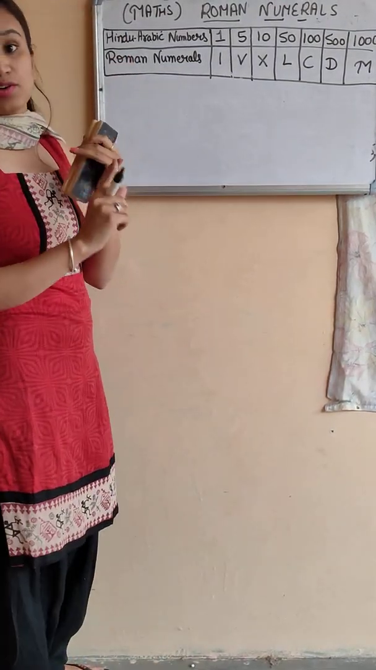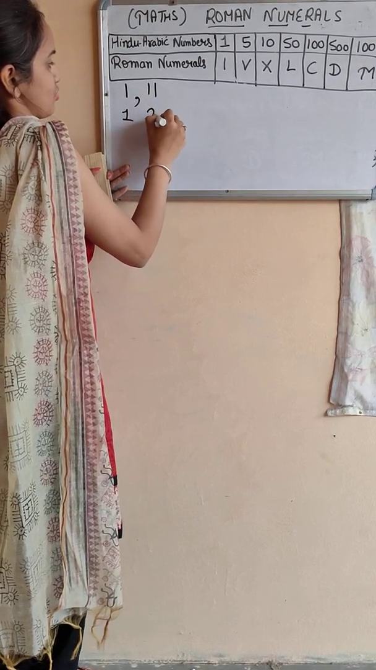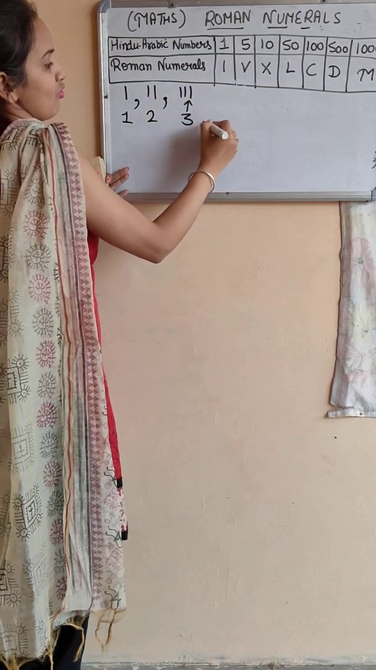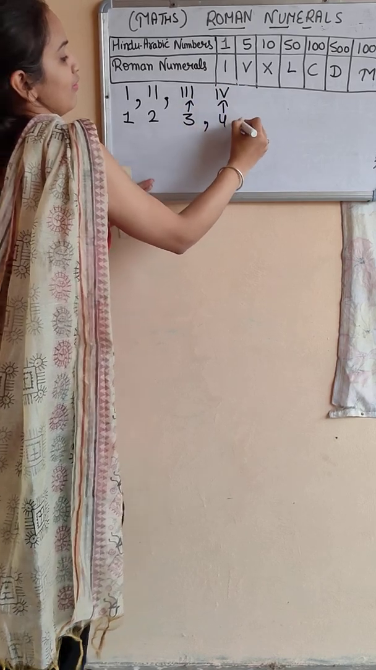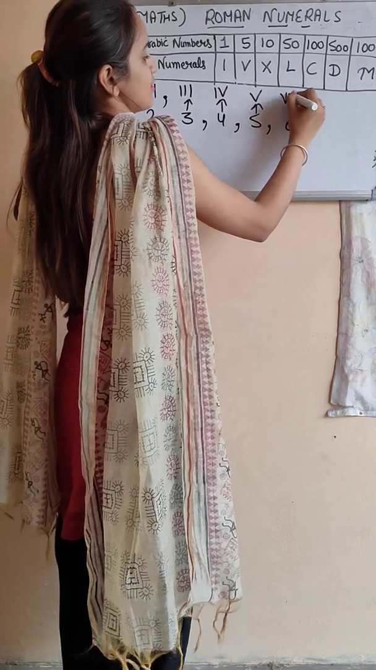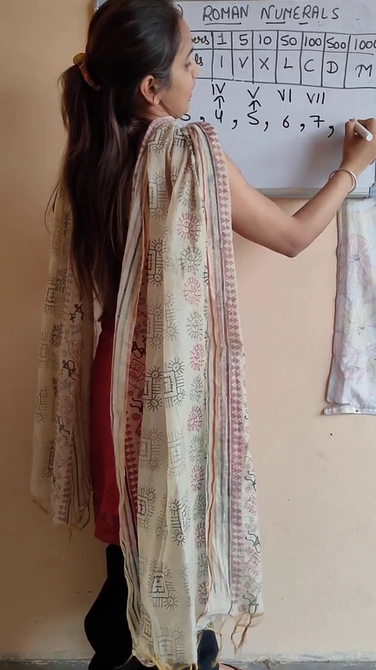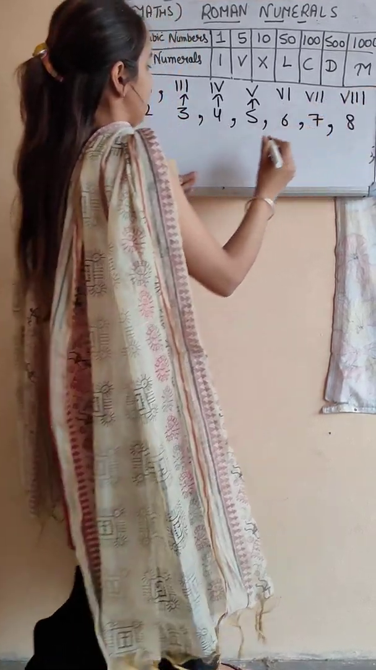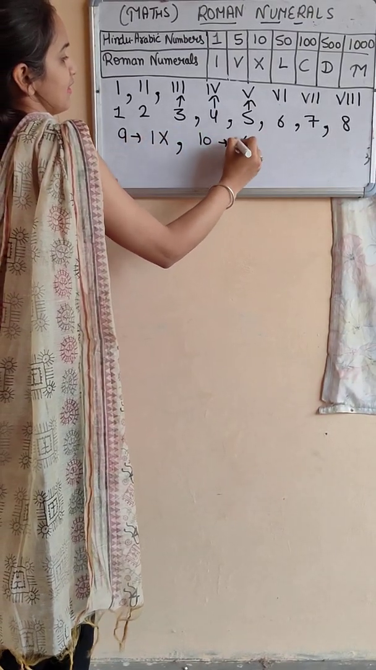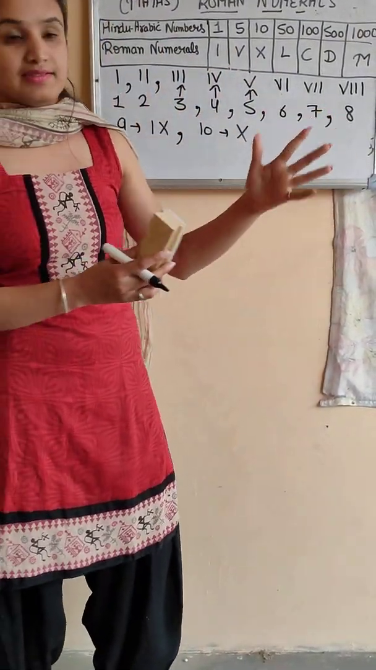Our first 10 Roman numerals are: 1 is I, second one is II, 3 is III, 4 is IV, 5 is V, 6 is VI, 7 is VII, and 8 is VIII, 9 is IX, and 10 is X. These are our first 10 Roman numerals.